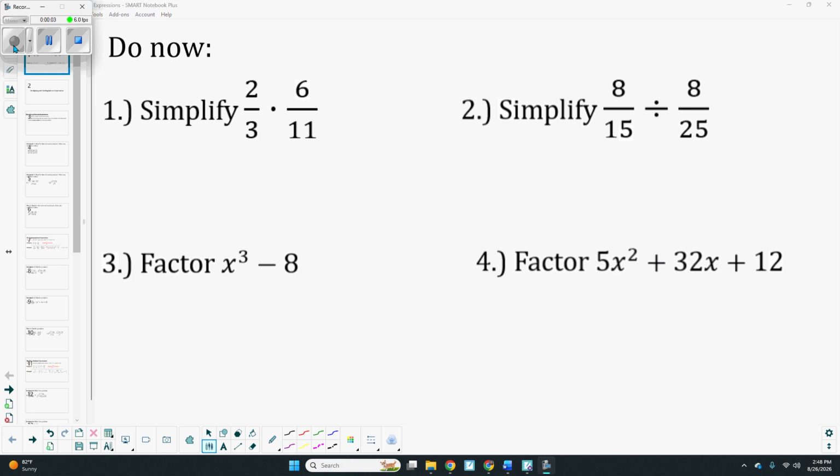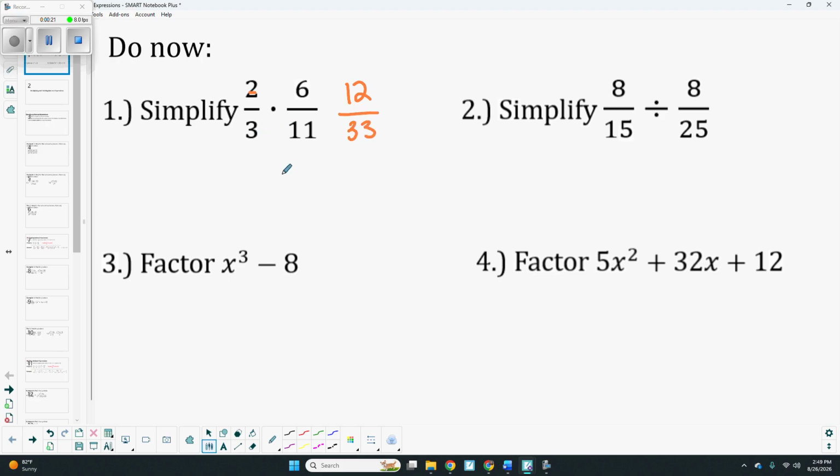Today's lesson, we're going to be talking about multiplying and dividing rational expressions. So as a little do now, just a little reminder of how to multiply or divide fractions. When you're multiplying fractions, you're really multiplying across, right? So here it's 2 times 6, and it's 3 times 11.